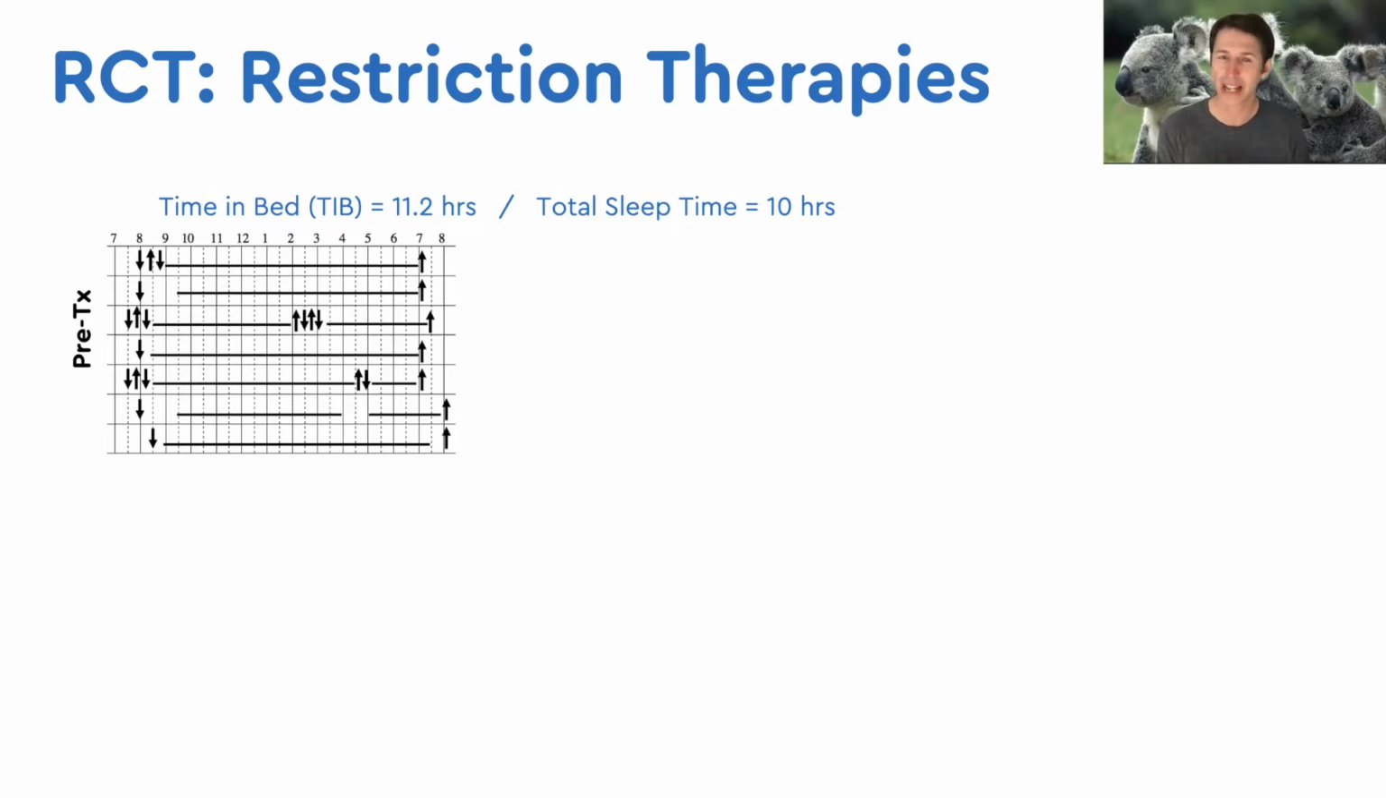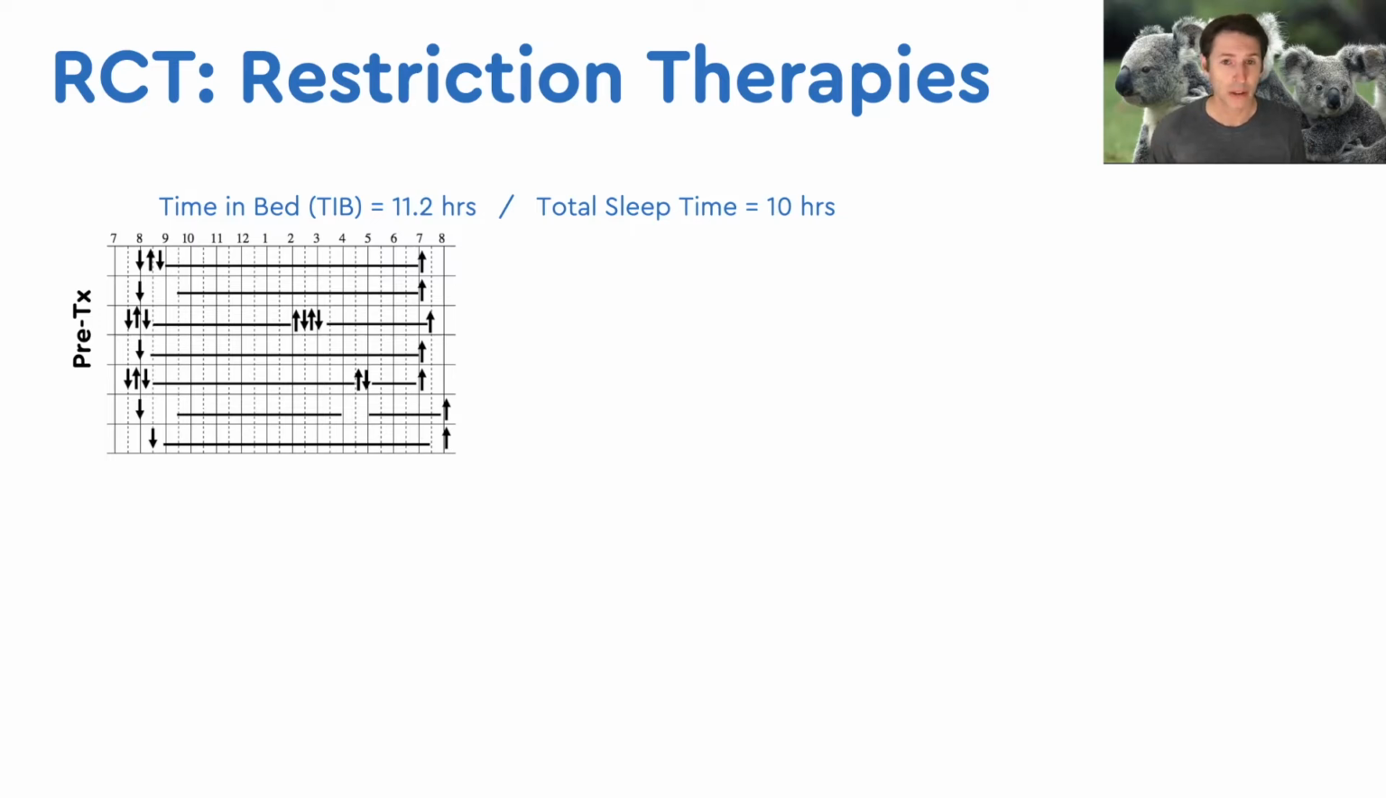We actually wanted to have an active control group that would help us test these mechanisms. As an example, this is a visual sleep diary where the downward arrows mean going to bed, upward arrows mean getting out of bed, and the lines are sleep. If we look at this pre-treatment sleep diary, averaged over 7 nights, we get time in bed equals 11.2 hours, but the average total sleep time is 10 hours. This is obviously for a school kid, not necessarily for an adult with insomnia.